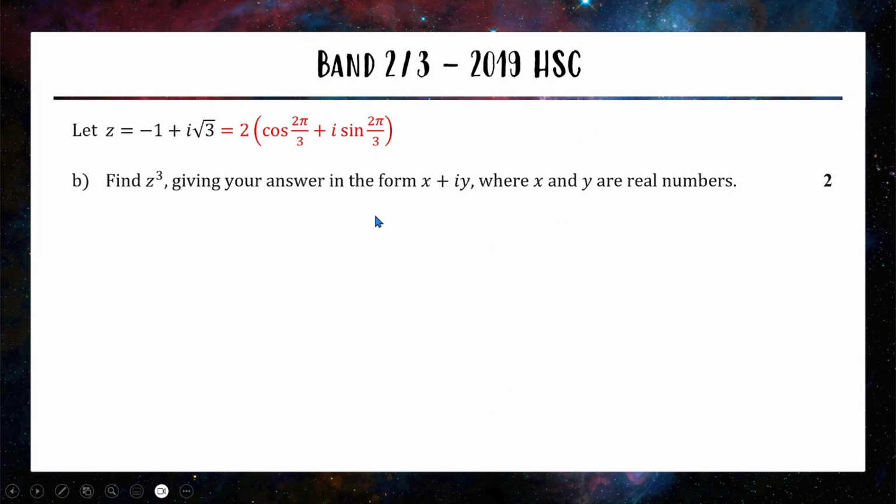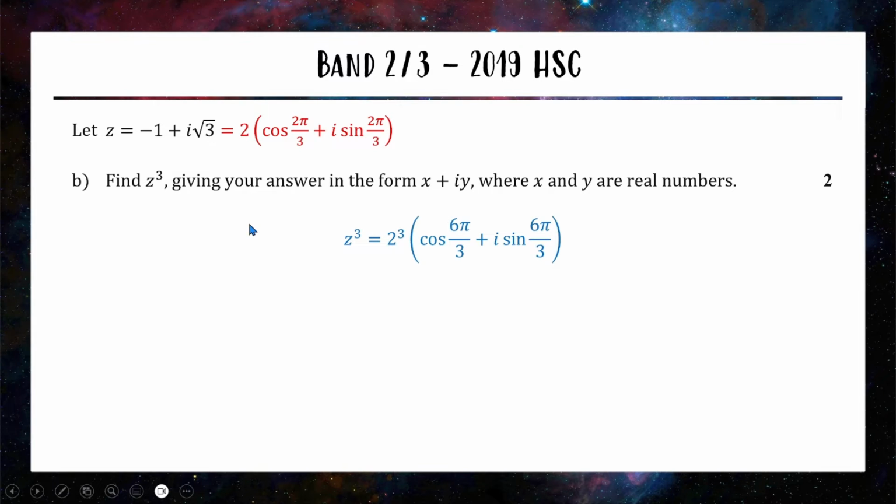Okay, part B. Find z to the power of 3, giving your answer in Cartesian form. Anytime you have a complex number in mod arg form or polar form, and you want to apply a power, that is going to be an application of de Moivre's theorem. My class has been telling me I've been saying de Moivre wrong for about 6 years, so apparently it's de Moivre, or something like that.